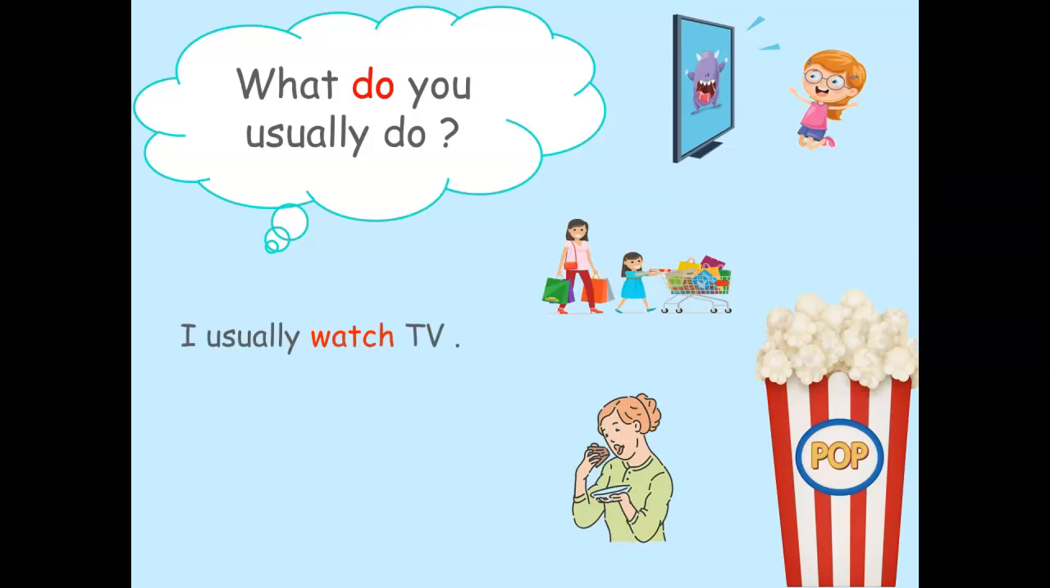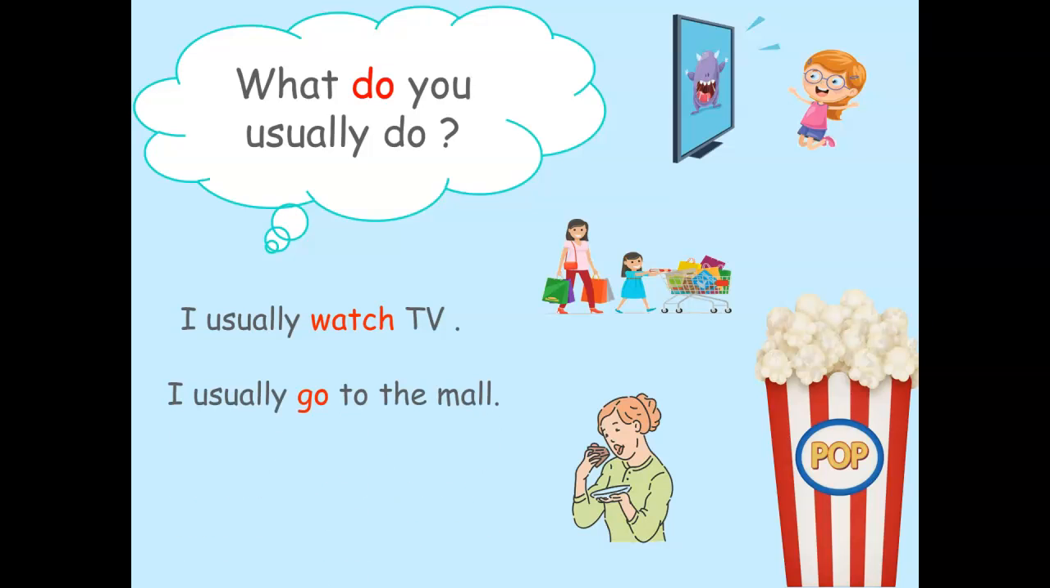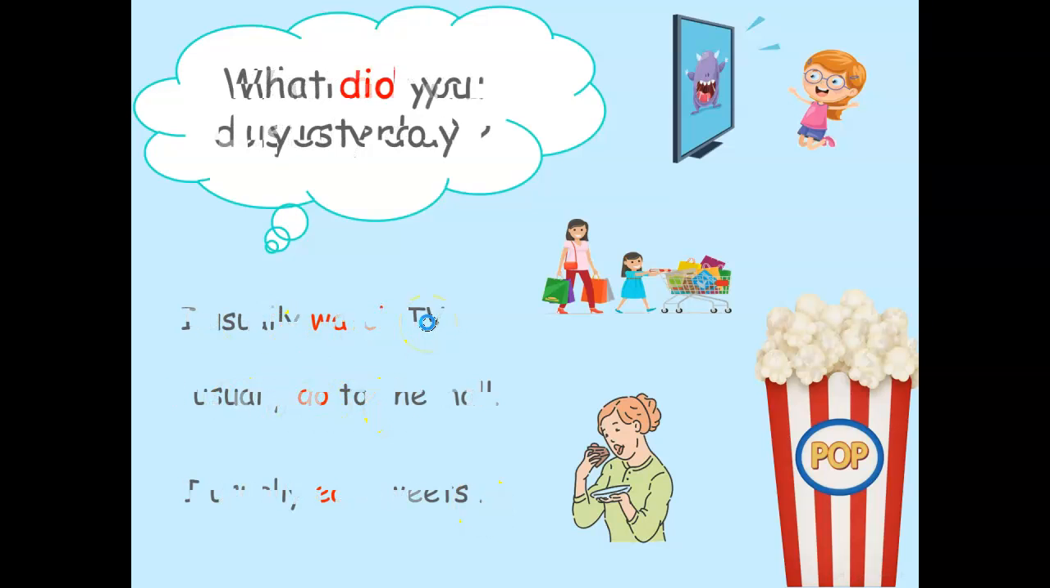Number one, I usually watch TV. Two, I usually go to the mall. I usually eat sweets. I usually go to the garden. I usually play with my sisters. Okay, so I usually watch TV, I usually go to the mall, I usually eat sweets. Okay, what about here?